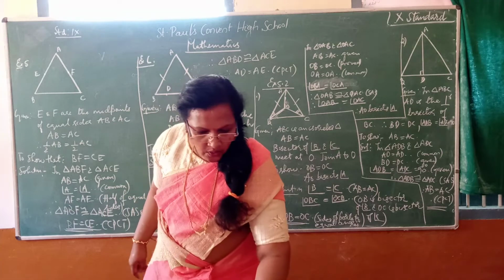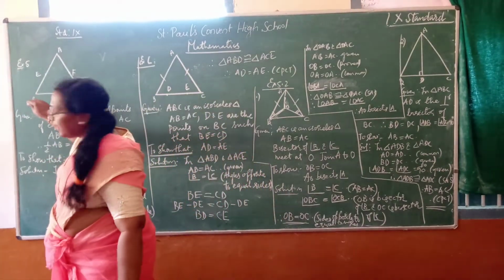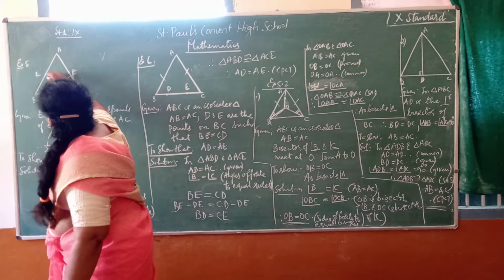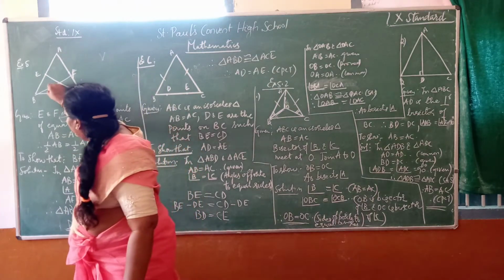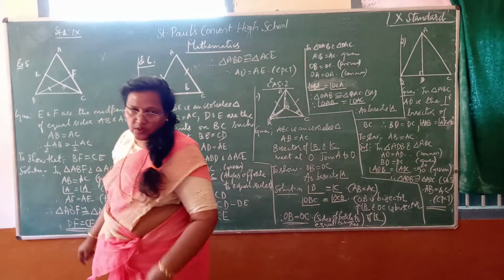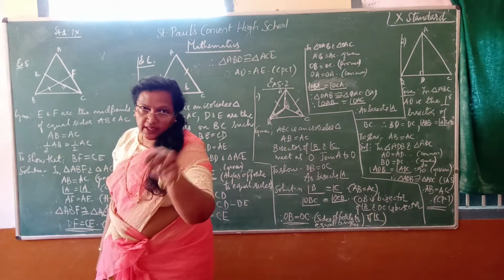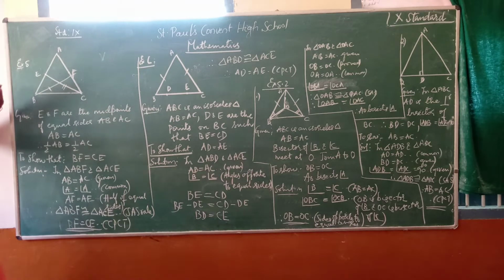What you have to show? Show that BF is equal to CE. So I will join here now. I have to show BF is equal to CE. To show that corresponding parts are equal, I always have to show that two triangles are congruent. So the two triangles I will be taking are triangle ABF as well as triangle ACE.